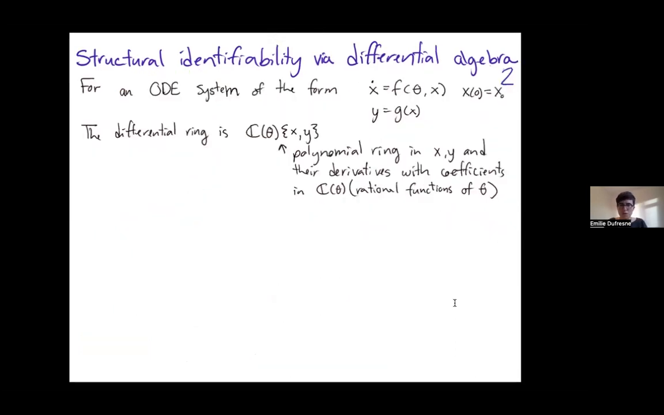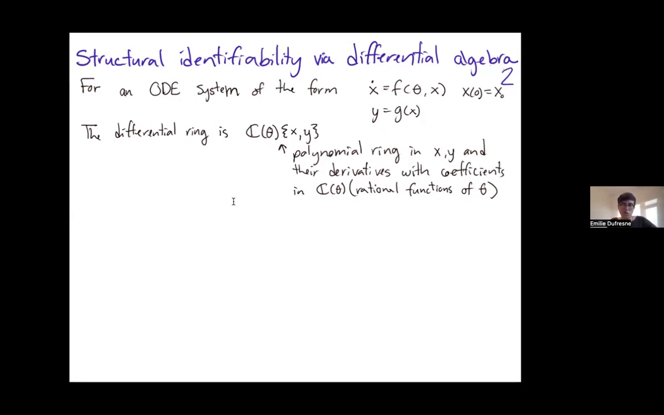So a very brief, a bit more. If I have an ODE system of the form x dot, the derivative of x, is a function of the parameter theta and x. I have initial conditions x of 0 is some x naught. And then y equals g of x, that's what I can measure. In my case, for the full arc model, this was a subset of the variable x's, and in the other two cases, it was everything.